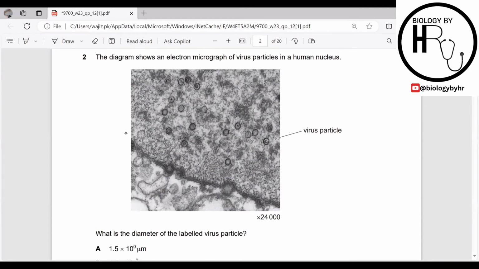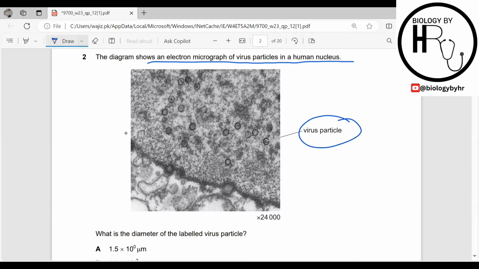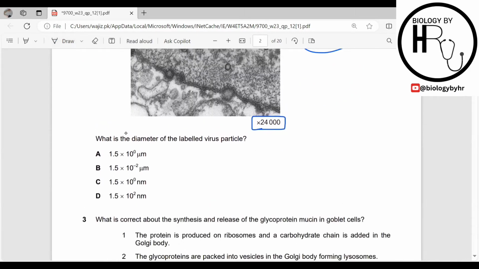Let's move on. In the next question they are saying that the diagram shows an electron micrograph of a virus particle in a human nucleus. Okay, they are showing that it is a human nucleus and this is the virus particle, and the magnification of this image is 24,000. What is the diameter of the labeled virus particle?